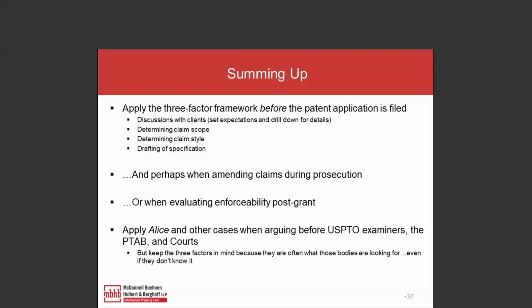But of course, when you are dealing with patent examiners, the PTAB, the courts, apply the Alice test, run through the two prongs of the Alice test, but keep the three factors in mind, because ultimately they're what matters. And we've seen that over and over and over again. The Federal Circuit has told us many times the three factors are really what counts.